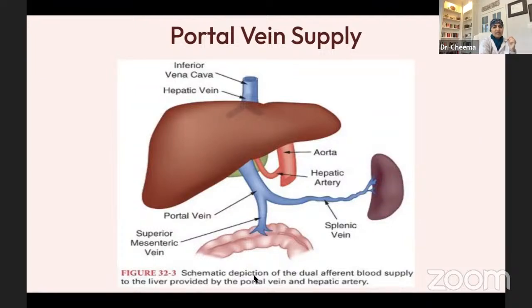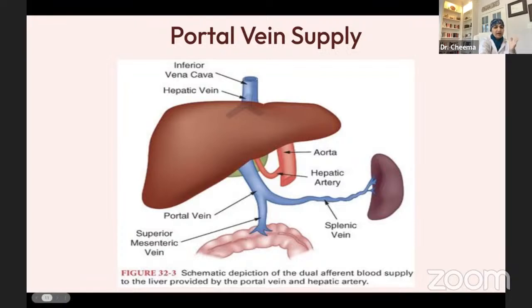And the portal vein, basically, it's formed by the union of the superior mesenteric vein and the splenic vein behind the neck of the pancreas, that collects the blood from the gastrointestinal tract. So the superior mesenteric vein and inferior mesenteric vein form the splenic vein, and it ascends in the hepatoduodenal ligament, behind the common bile duct and the proper hepatic artery, and divides in a T-shaped manner into the right and left portal vein branches at the hepatic hilum. So this is all about the portal vein blood supply.